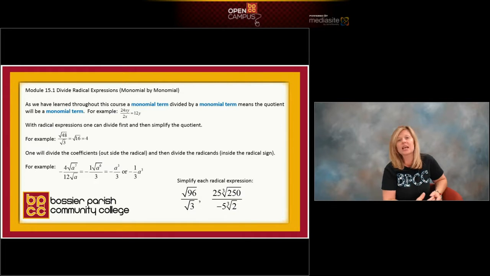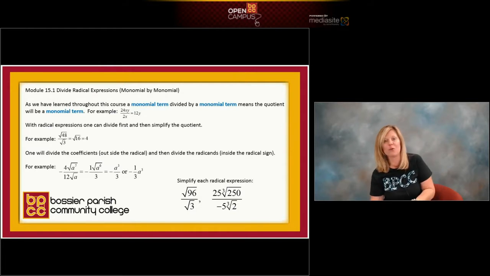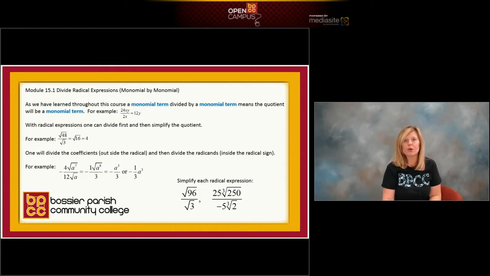Now, the question is, can you leave your answer as square root of 16? Absolutely not. A square root is an operation and you have to perform it. 16 is a perfect square. So what is the square root of 16, everybody? That's right, it's 4. Therefore, the square root of 48 divided by the square root of 3 is the whole number 4. Look at our second example in our PowerPoint.